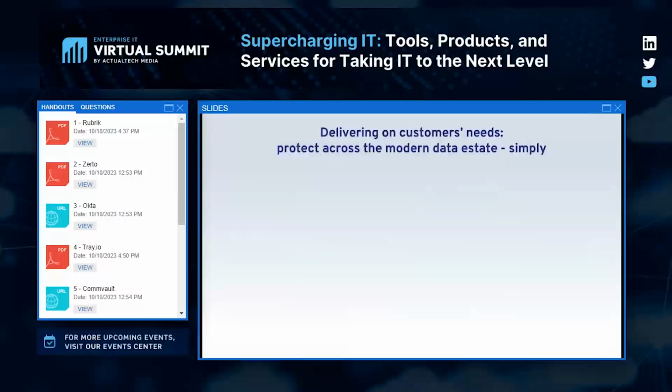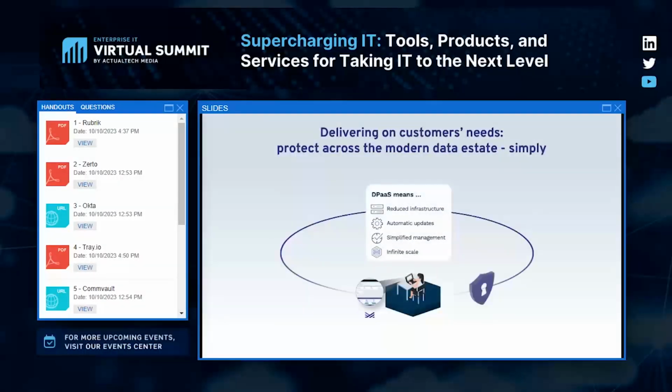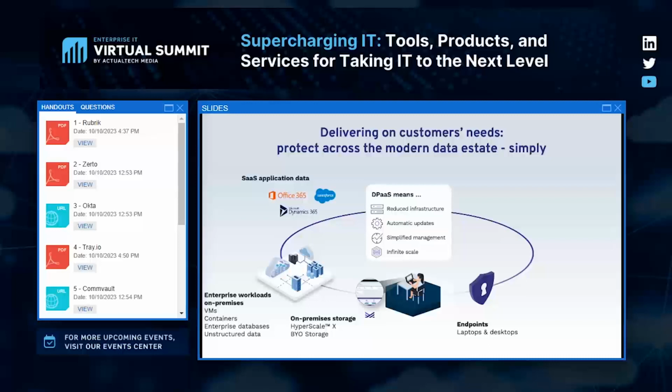With a solution like Metallic with Commvault, we're able to protect all components of a customer's environment, regardless of where they are in their hybrid cloud journey. This could be their SaaS applications like Office 365, Dynamics 365, could be traditional workloads on-prem like virtual machines, physical databases, physical servers, or even cloud workloads. So infrastructure as a service in services like Azure, AWS, or Oracle.